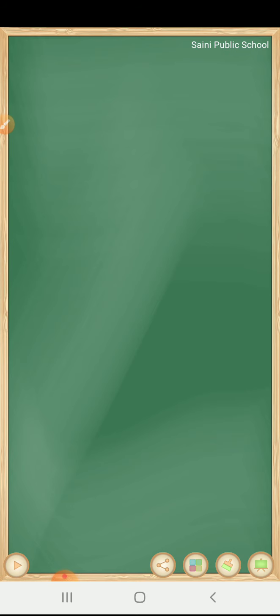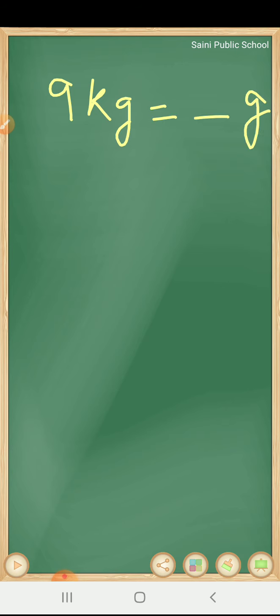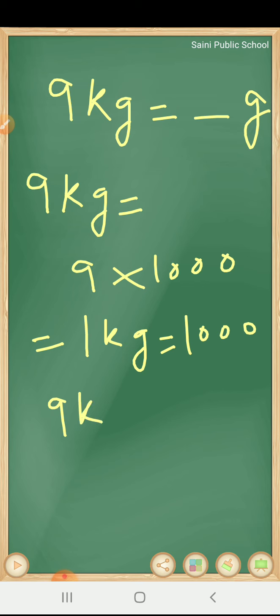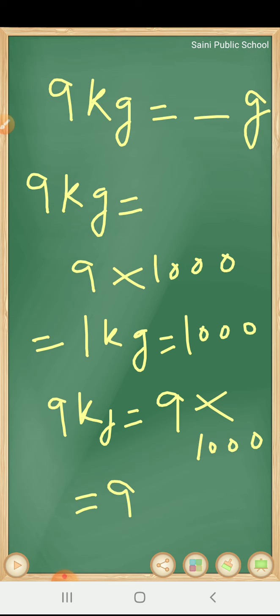For the second example, if we want to convert 9 kilogram into grams, in the same way, 9 kilogram is equal to 9 into 1000. Why? Because 1 kilogram is equal to 1000 gram. So 9 kilogram is equal to 9 into 1000 gram. So our answer is 9000 gram.